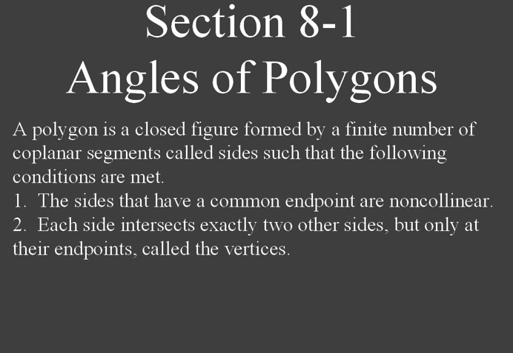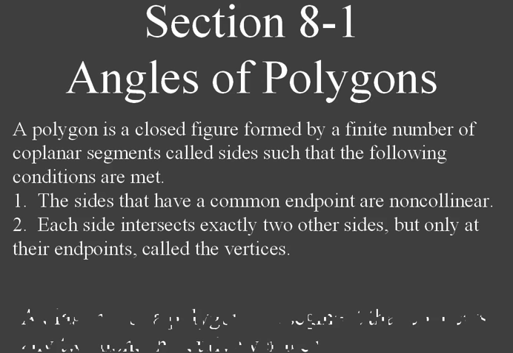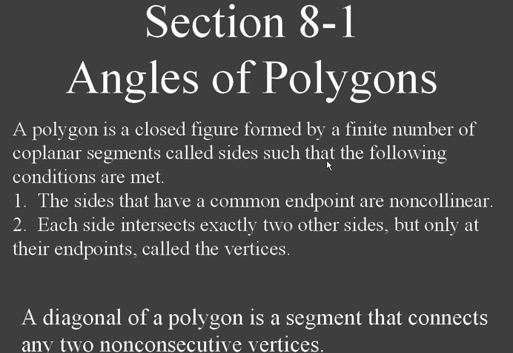A polygon is a closed figure formed by a finite number of coplanar segments called sides, such that each of the following conditions are met. The sides that have a common endpoint are non-collinear, and each side intersects exactly two other sides, but only at their endpoints, called the vertices. A diagonal of a polygon is a segment that connects any two non-consecutive vertices. So basically it comes down to a polygon being an enclosed figure. That's what that definition states.